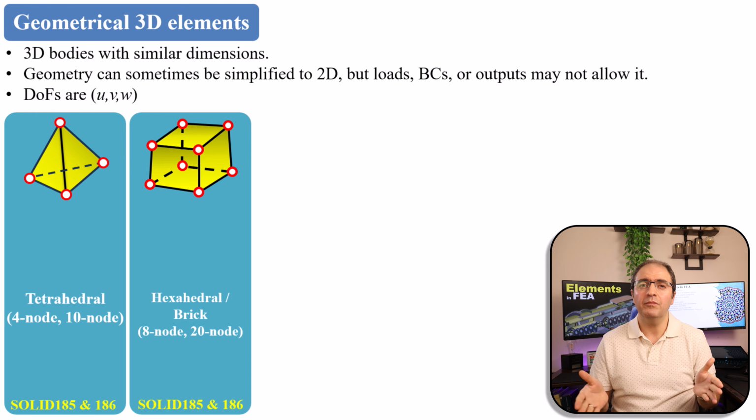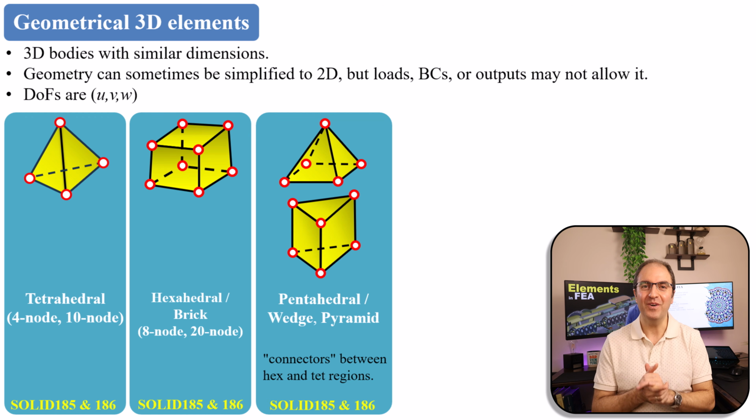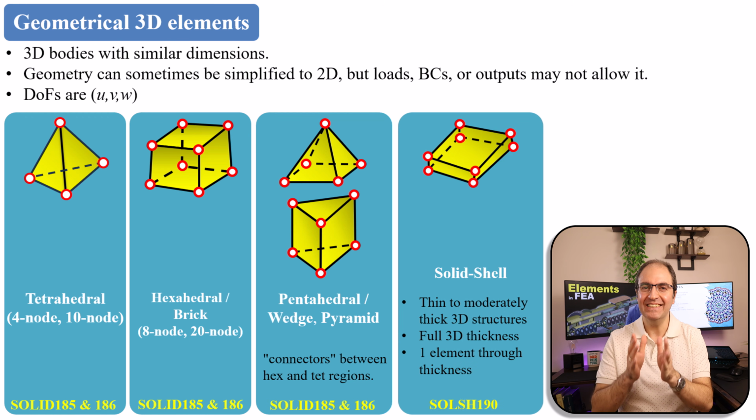We also have less common pentahedral elements that are wedges or pyramids. These elements are mainly used as transitional elements between hex and tet regions and are not typically used alone. In ANSYS, solid 185 and solid 186 are typical 3D elements. Finally, for 3D elements, we have solid shell elements that are designed for thin to moderately thick 3D structures. But they only have 3 degrees of freedom per node.